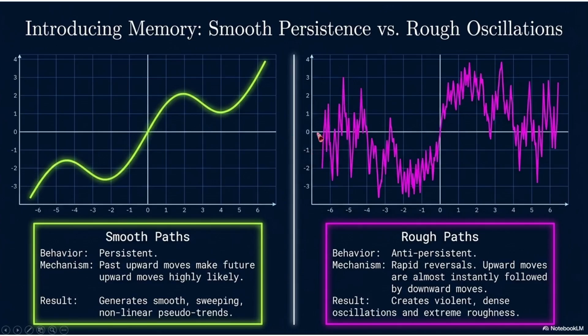Now let's look at this one here. This is the rough path, and it behaves completely differently. It is anti-persistent, meaning an upward move is almost instantly followed by a downward move. This rapid, constant reversal mechanism creates the violent, dense oscillations and extreme roughness you see here.